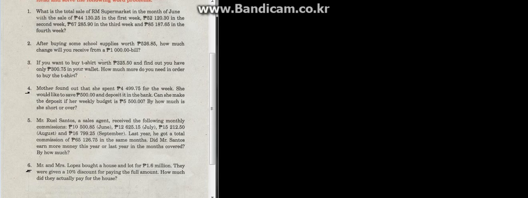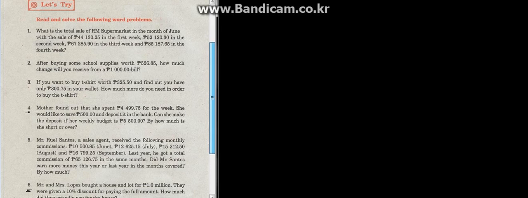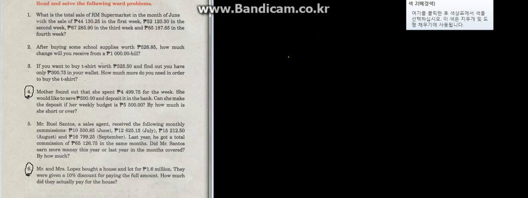Okay, so now we are in the "let's try" section and we have 6 word problems. I will work with number 4 and number 6. And these problems can be either a one-step word problem or a two-step word problem. Let's find out what kind of problem it is and also solve for the answer.